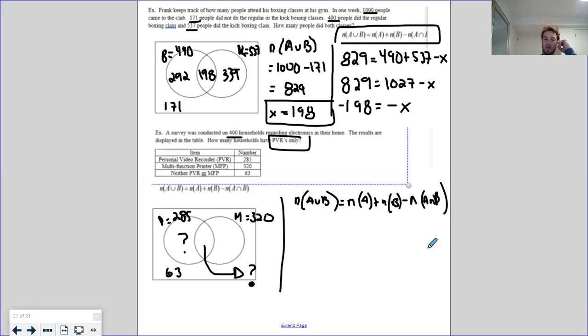So the total circle A plus the total circle B minus the intersection, which is what you count twice, should give you the answer. So bonus to the person who can get it. How many are only doing PVRs?